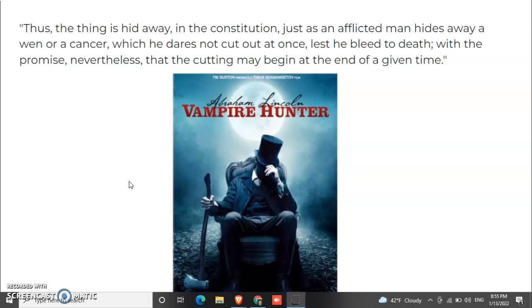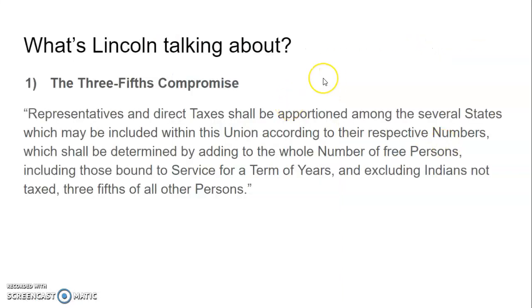So what Lincoln's saying here is that the founders, yeah, they didn't get rid of slavery, but they kind of tried to talk around it. They were sort of embarrassed by it. They believed that it was going to end at some point. We've talked about the Three-Fifths Compromise before.